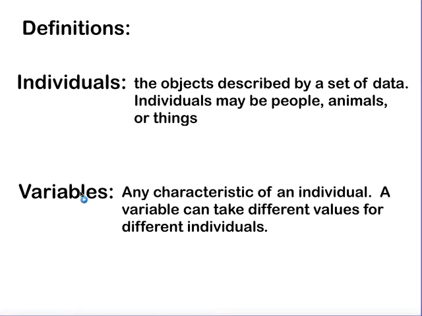Variables are any characteristic of an individual. A variable can take on different values for different individuals. So some examples of variables might be your height or your weight or your hair color or your GPA or your zip code.